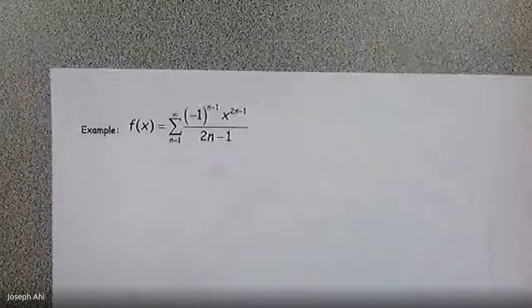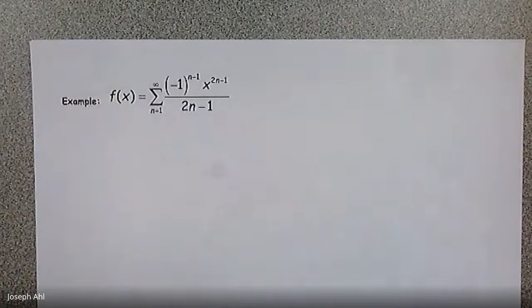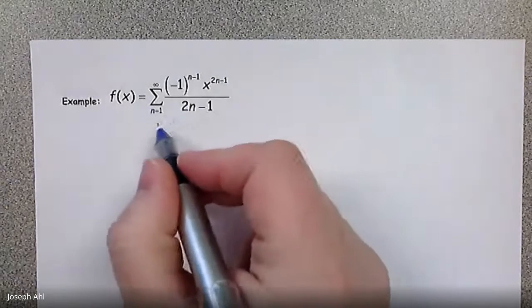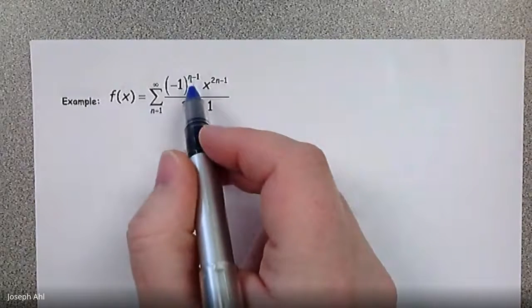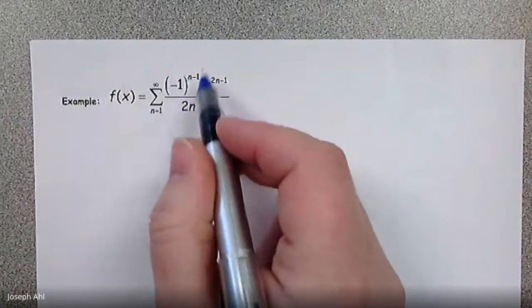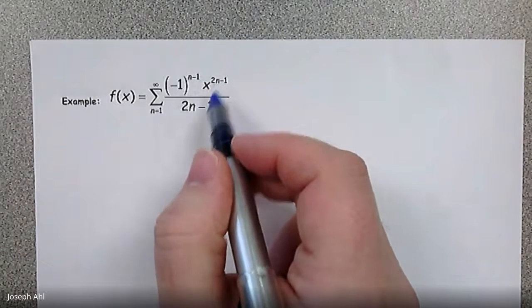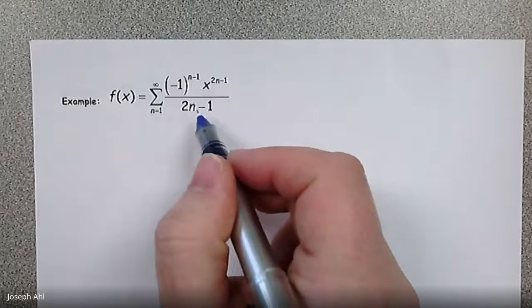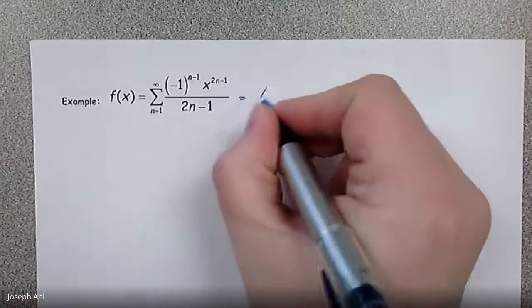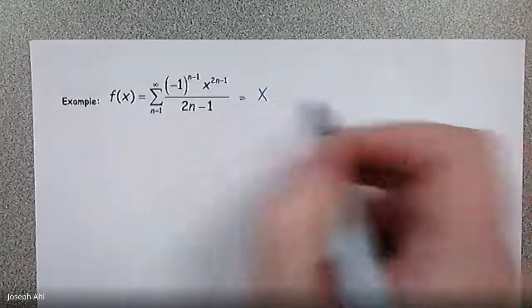We have f of x equals the sum from n equals 1 to infinity of negative 1 to the n minus 1, x to the 2n minus 1, over 2n minus 1. So if we start plugging in values for n here, when n equals 1, this would be negative 1 to the 0, so that's going to be a positive term first. We're going to get x to the first over 2 times 1 minus 1 would be 1, so the first term is x. And then the signs will alternate, right?